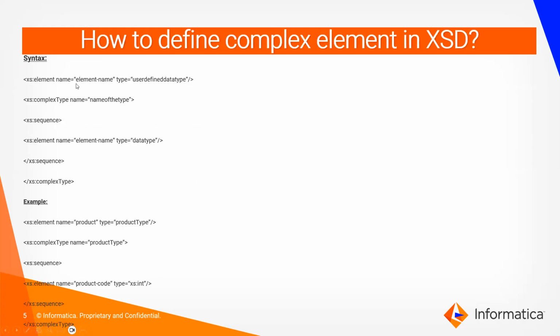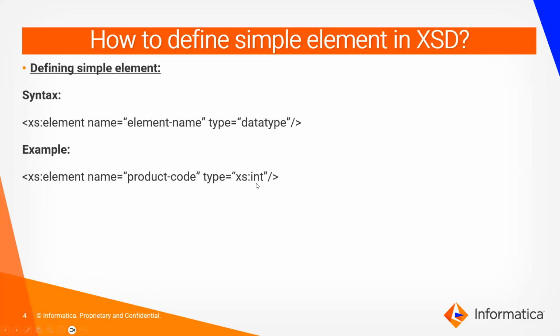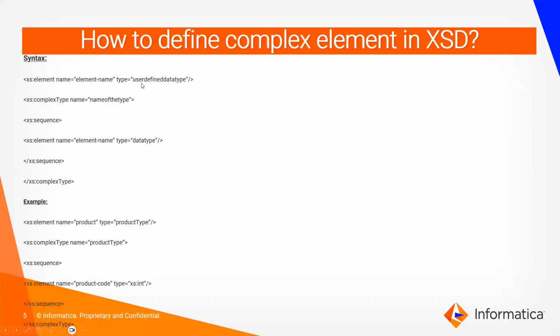Now you can see here, this is an element, and this is a complex element, and this element has one more child element. This is the syntax: element name, and this is the type. Here for type, you can define xs:int or xs:string because it's a simple element. For a complex element you cannot do that; you need to use a user defined data type. That user defined data type you need to define here, with the name of the type. Whatever user defined data type you have used, you need to use that, and here you can place that simple element.